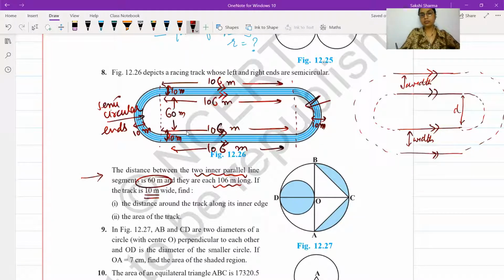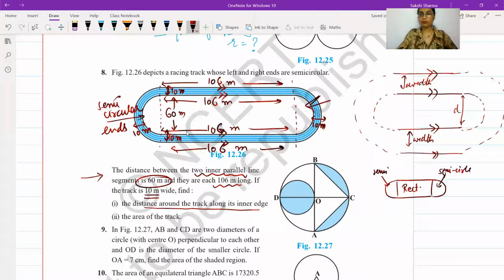First part is to find out the distance around the track along its inner edge. So what distance is formed along the inner edge? This was a question in 8th standard, when you did the mensuration chapter. There was a rectangle which is bound by 2 semicircles at its ends. You had to find out the perimeter for this shape. So how do you find out the perimeter for this shape? You will be taking the length of the rectangle, and along with that you need the length of this curved boundary. The curved boundary is actually half the circumference.